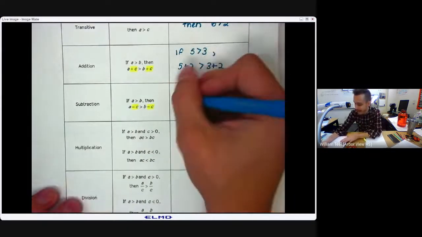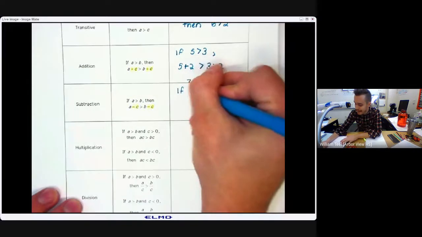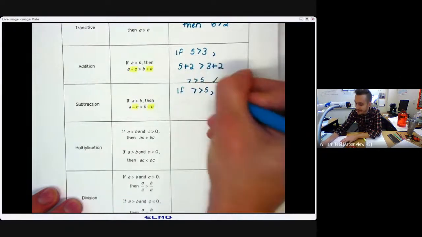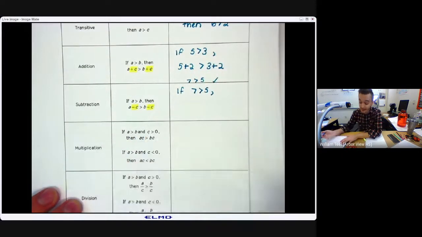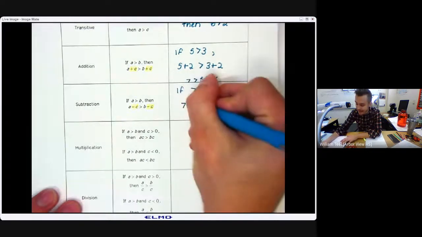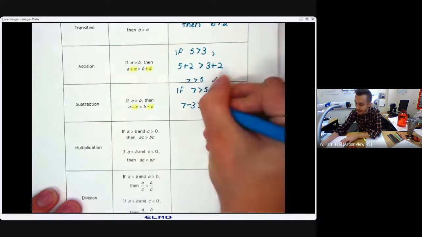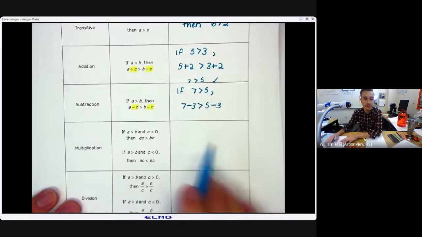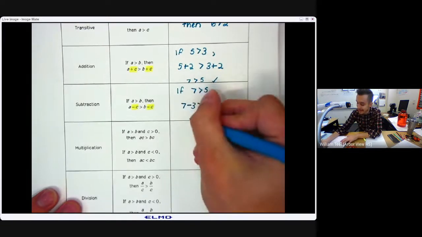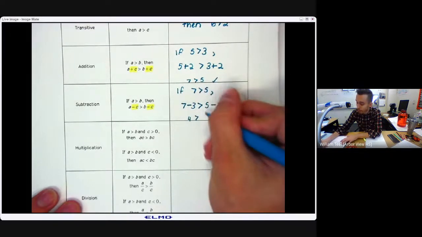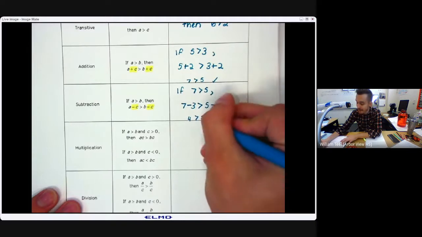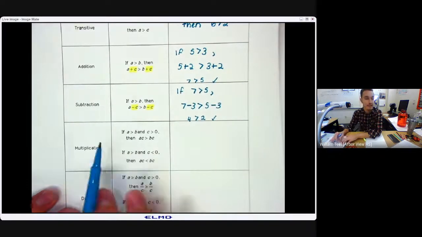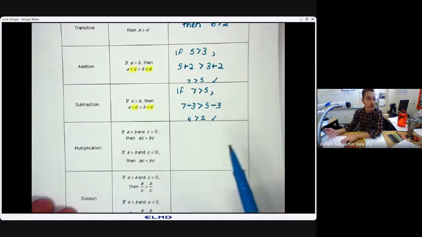For example, if we have 7 is greater than 5, we know that's a true statement. If we were to subtract, say, 3 from both sides, so we have 7 minus 3 is greater than 5 minus 3. If I were to do the math here, 7 minus 3 is 4, and we know that 4 is greater than 5 minus 3, which is 2. So that means the subtraction property does hold true for the inequalities, okay?